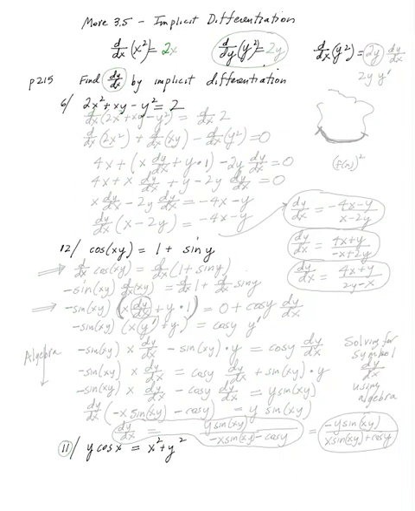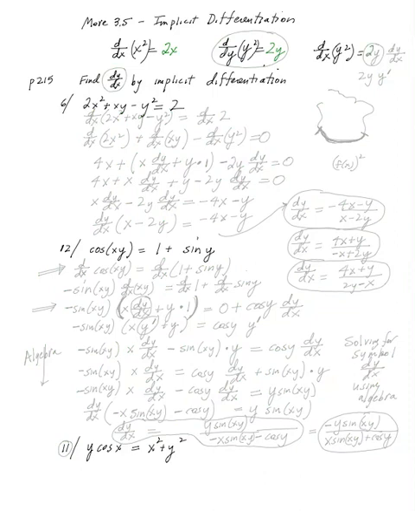I assume everybody got 2x for the first one, 2y for the second one. But the third one, the idea here is y is implicitly a function of x. So there's an outside function, a squared function, and an inside function, y.